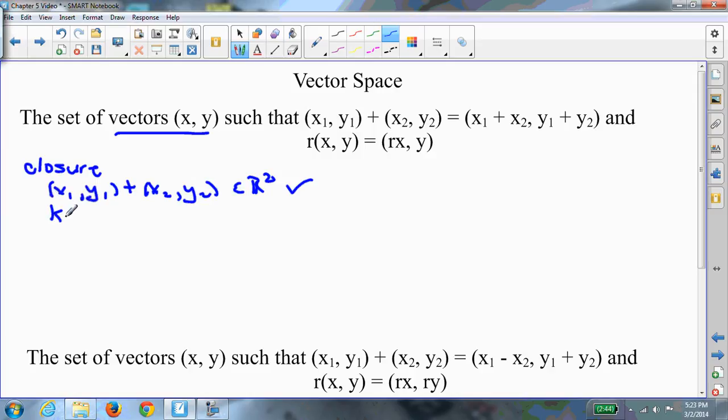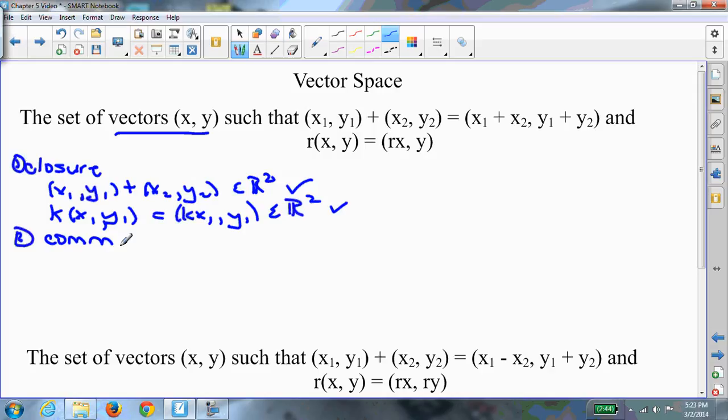If I multiply a vector by a scalar, k times x1, y1, I get kx1 and y1. And this is still an element of R2, and therefore it is closed in the scalar multiplication. That's one of the properties that a vector space has to satisfy. Another property is the idea of commutative and associative property.